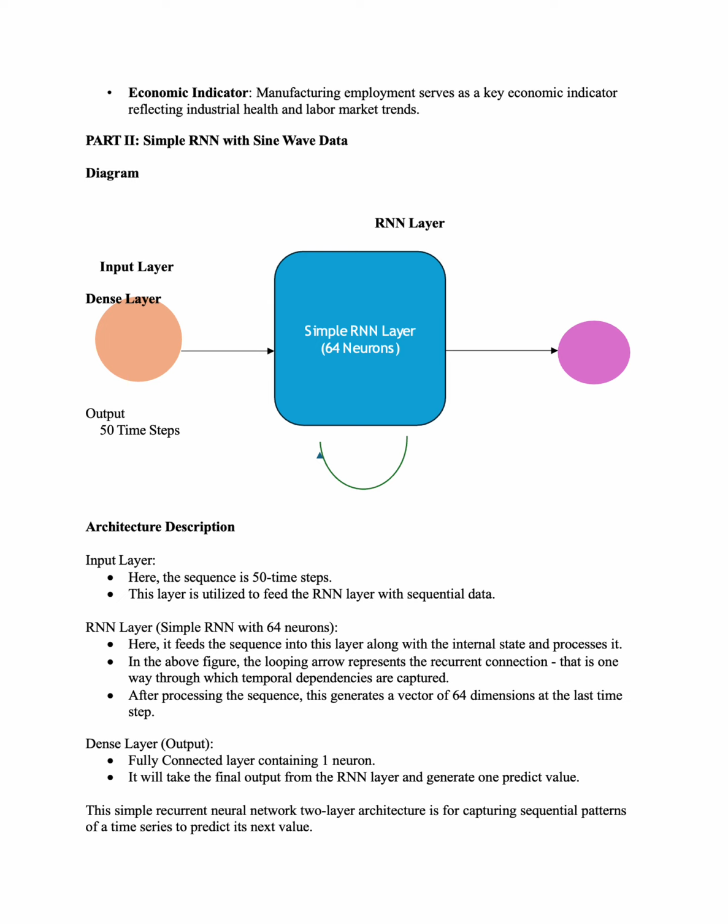It feeds the sequence into this layer along with the internal state and processes it. After processing the sequence, this generates a vector of 64 dimensions at the last time step. The next layer is the dense layer, which is also called the output layer. It is a fully connected layer containing one neuron. It will take the final output from the RNN layer and generate one predicted value. The simple recurrent neural network two-layer architecture is for capturing sequential patterns of a time series to predict its next value.